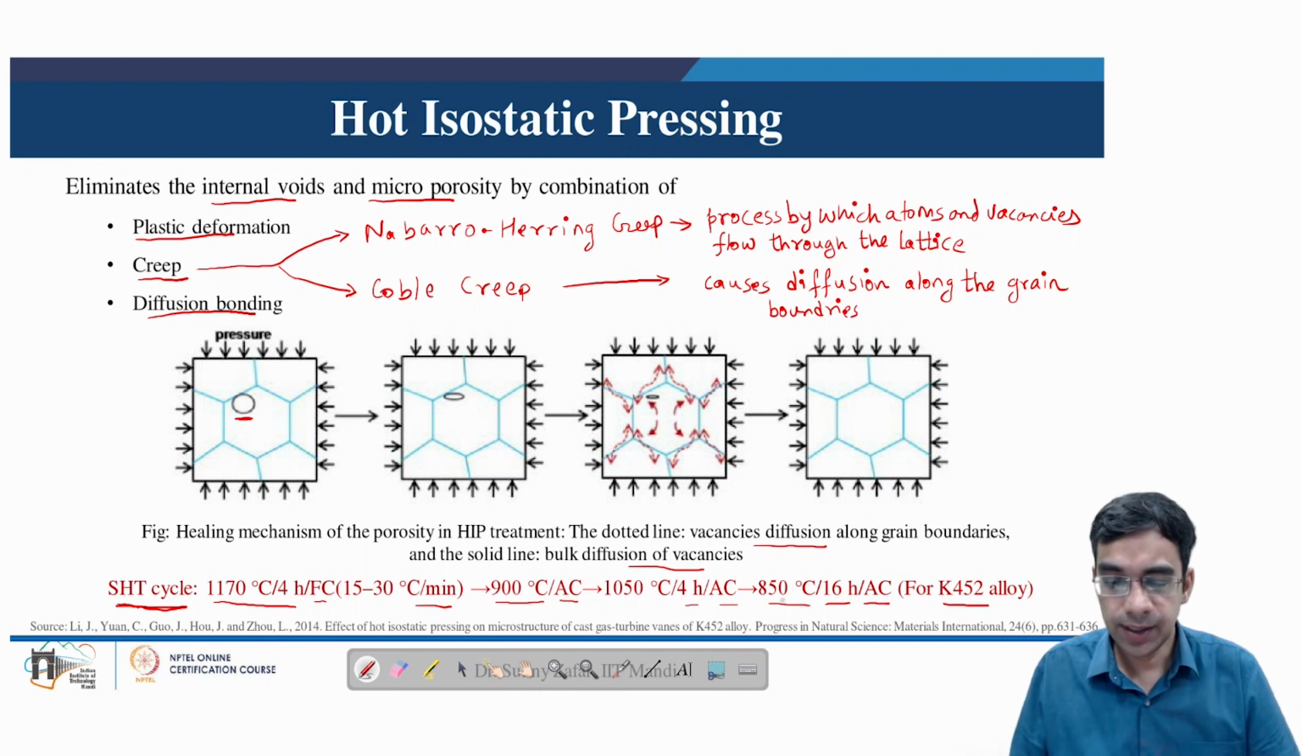So what we can understand is that every component, every product, every material will have its own optimized standard heat treatment cycle on which the hot isostatic pressing treatment will be done. In addition to this temperature requirement, there will also be a requirement for the pressure of the argon gas, because the pressure of the gas also plays an important role, since it is ultimately the pressure of the gas which is being applied from all the sides.